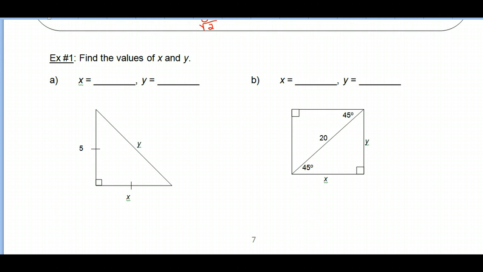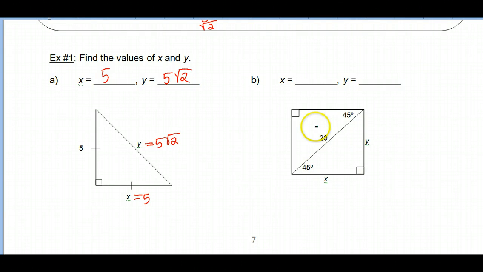Roni, what were you going to say? How about Roni, and then we can write the next one. Since the legs are equal, x equals 5 and y equals 5. That's it. That was as easy as it gets. If you know one of the legs, the other leg has to be the same because it's isosceles, and then the hypotenuse is the leg times root 2.